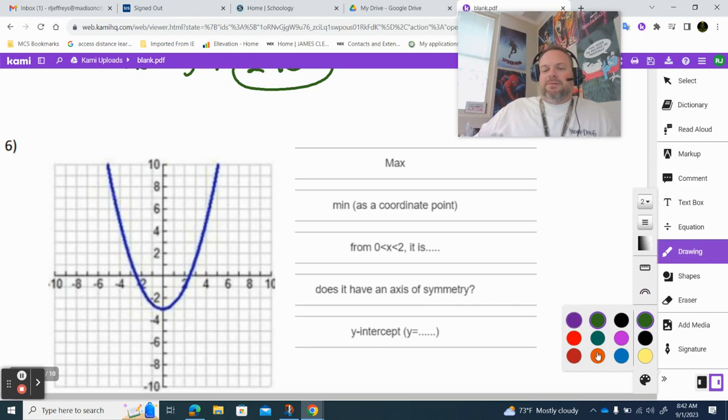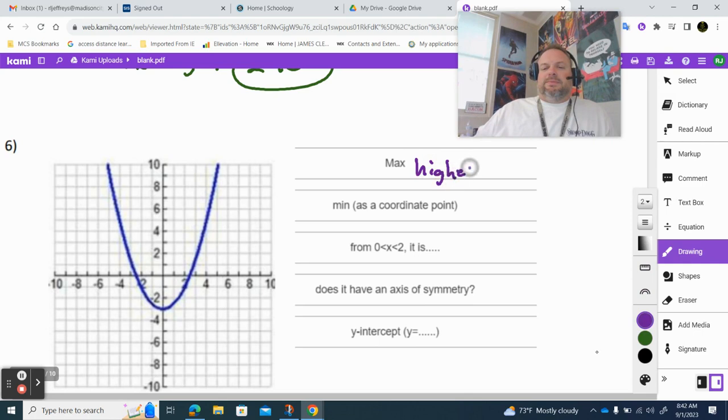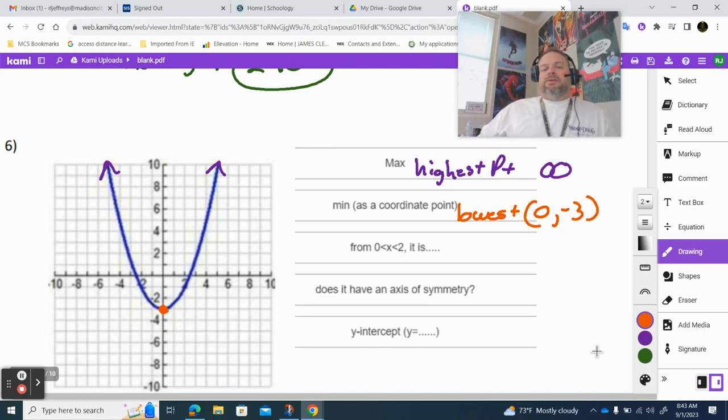Okay, moving on. Remember the max, this is our highest point. Now, this doesn't have them, but they actually do have arrows. So what is our max? Infinity. Yep, forever. Our minimum, this would be, guess what? The lowest. Yep. Now, notice I put on here as a coordinate point.